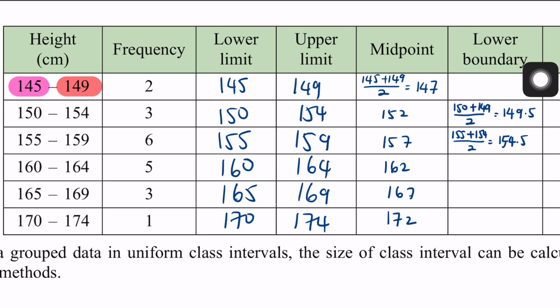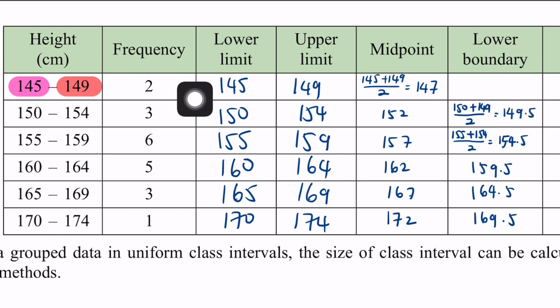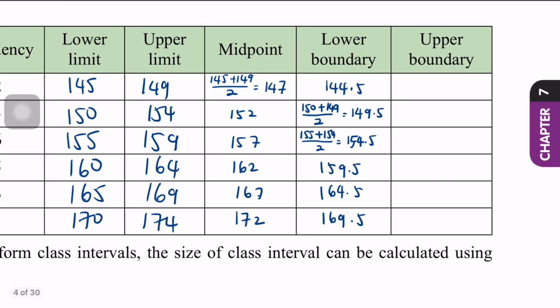Pattern dia kita tolak 0.5 from the lower limit. Okay, so kita tahu. Kita cuba follow pattern. So kita ada sini 159.5. Di sini kita 165 kan? Tolak 0.5, 164.5. Di sini 170. So tolak 0.5, kita ada 169.5. Okay, so maksud dia yang atas kali ni macam mana? Tengok kita ada 145 kan. So lower boundaries dia adalah 144.5. Okay, boleh?